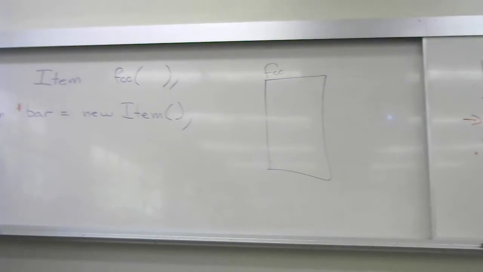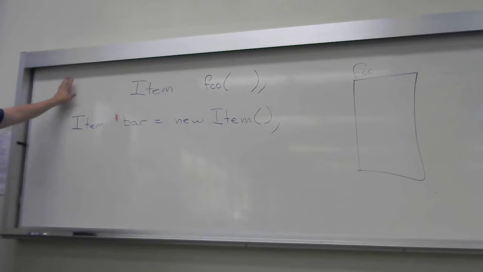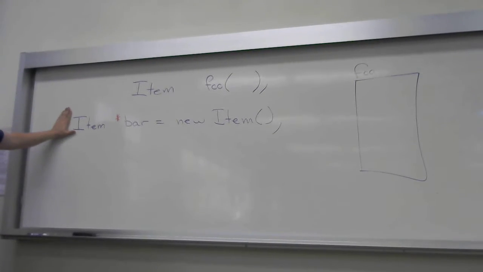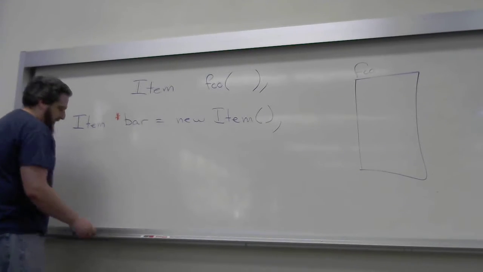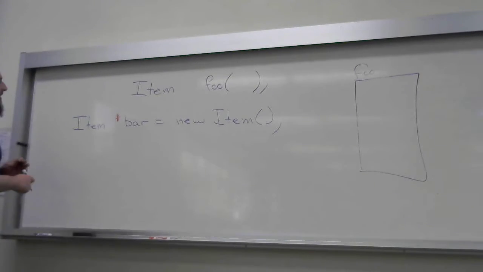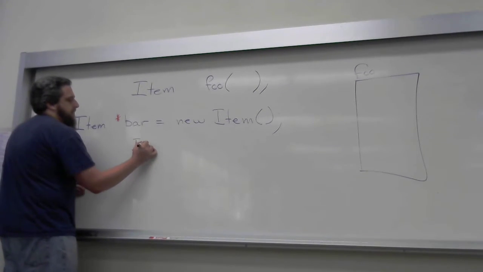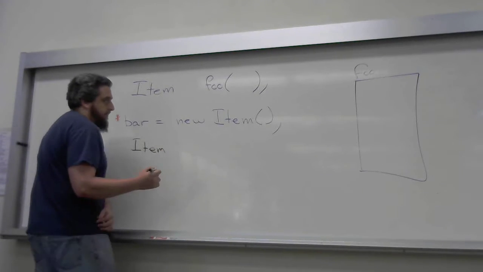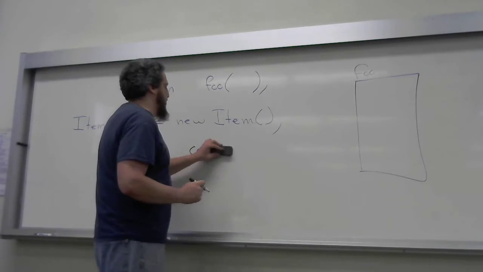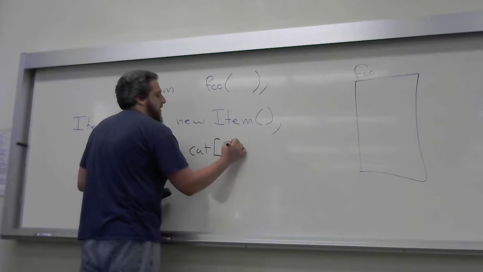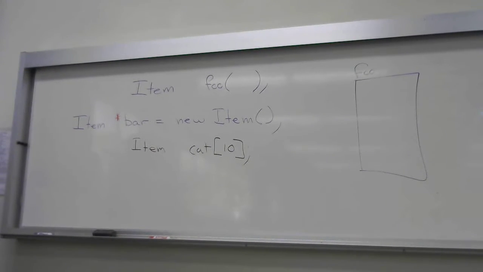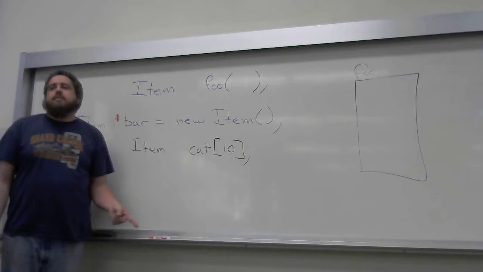So in C++, when we want to declare objects or declare classes, we have two different methods. We have the method that declares it on the stack and the method that declares it on the heap. C++ also has the ability to declare not just a single thing, but an array of things. So for example, I can also do item cat, like so. Cat is now an array of 10 items.